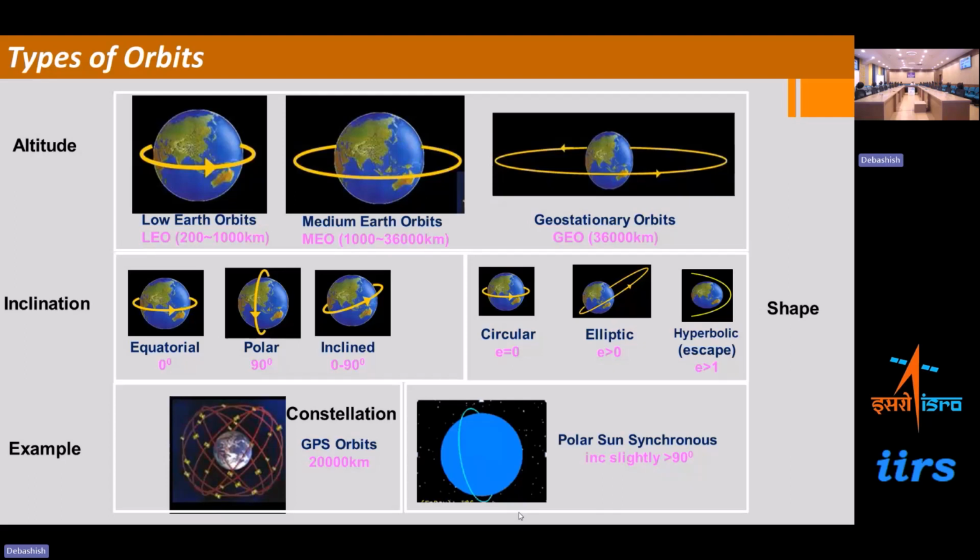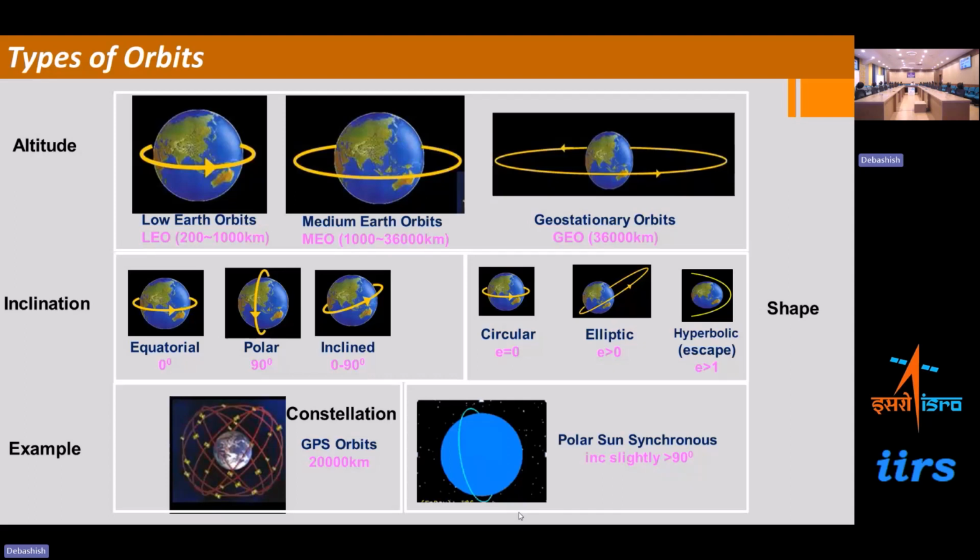Similarly, the type of orbit based on shape. E stands for eccentricity. If eccentricity is very close to 0, it's a circular orbit. If eccentricity is more than 0, we call it an elliptic orbit. And if eccentricity is more than 1, we call it a hyperbolic orbit. This hyperbolic orbit is generally used for escape. When we designed our Mars Orbiter Mission, it went through a hyperbolic orbit, so it could escape the Earth and get captured by Mars. So this kind of deep space mission generally requires a hyperbolic orbit design.